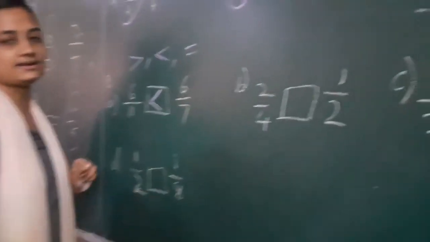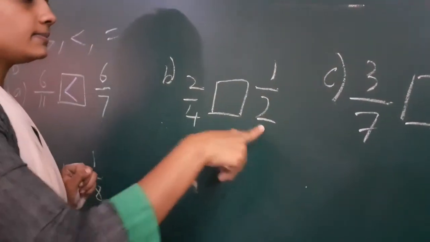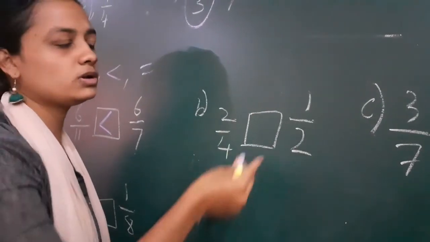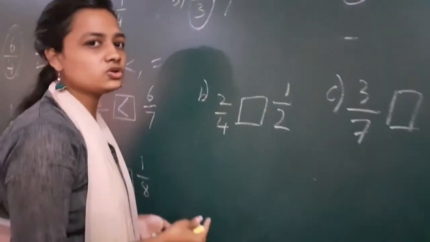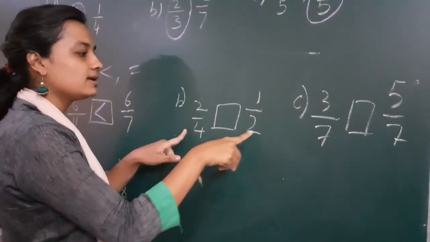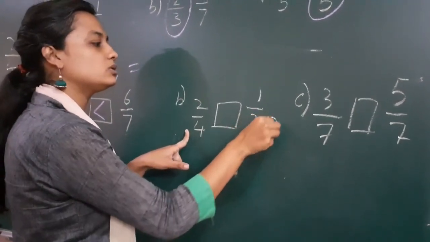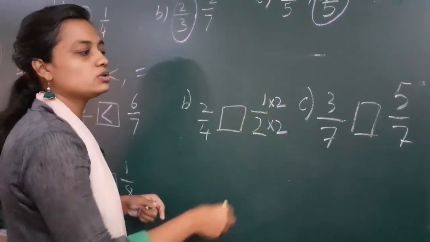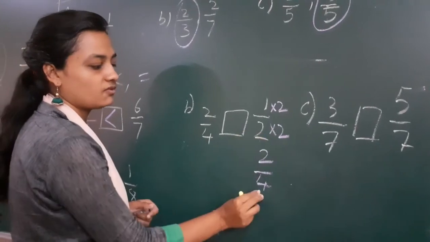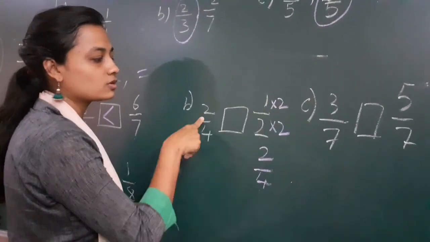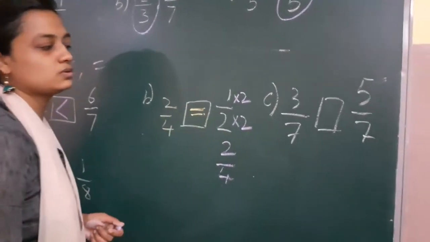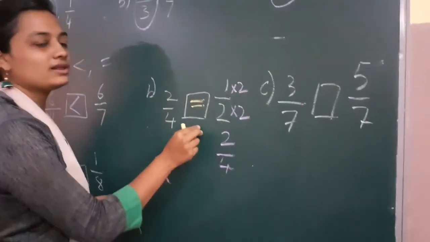Go for the second here. I have different denominators and numerators. Both are different. What should I do now? I should take the equivalent fraction. That is, see, if I multiply 2 with 2 and 1 also with 2, what do I get here? I get 2 by 4. 2 2s are 4, 2 1s are 2. So both are equal. So I have to draw equals to in this. You clear with this, children?